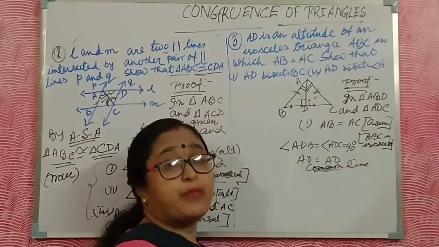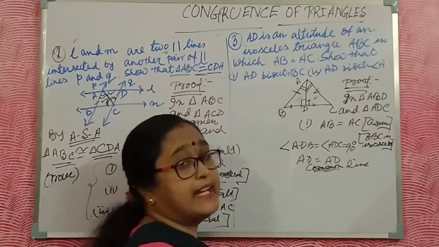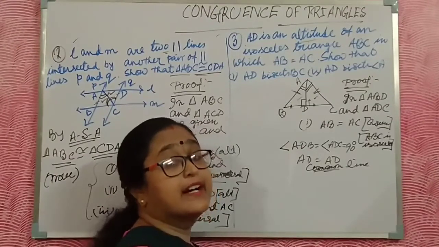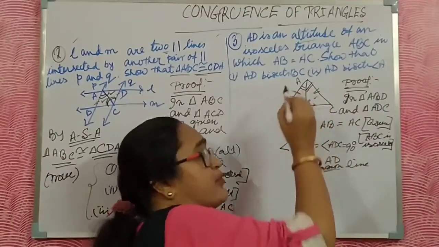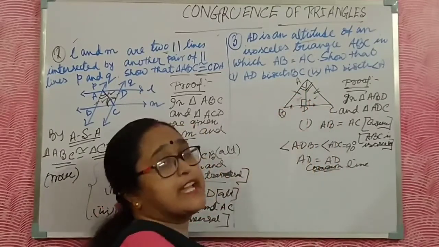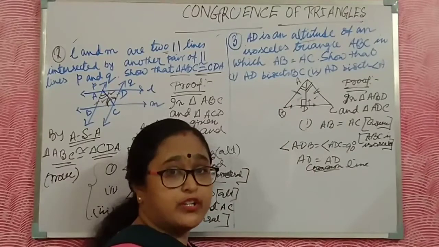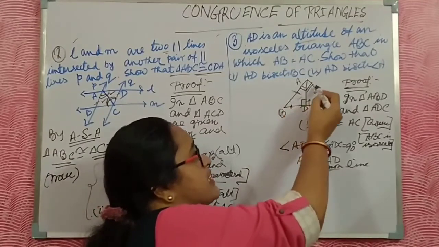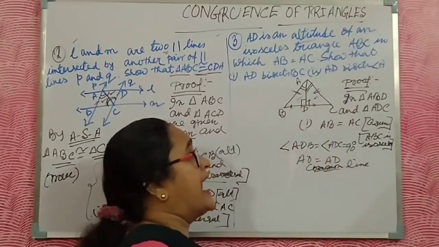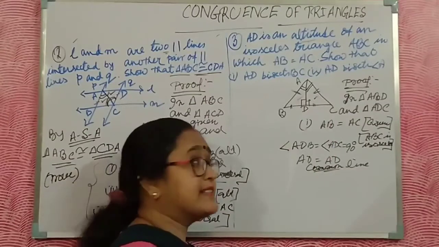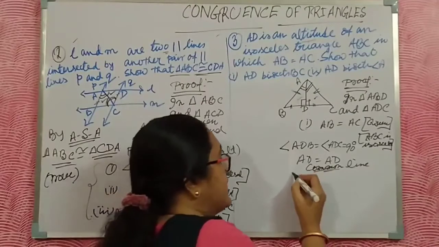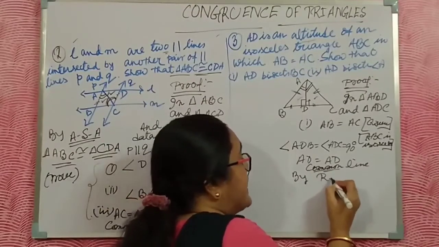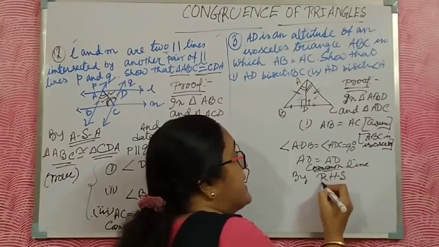Now by which property can you use here? RHS. R means right angle, H means hypotenuse. The side opposite the right angle is called the hypotenuse. Here AB is the hypotenuse, here AC is the hypotenuse, and on the other side AD is also equal. Okay, by using which property? RHS. We use the RHS property.